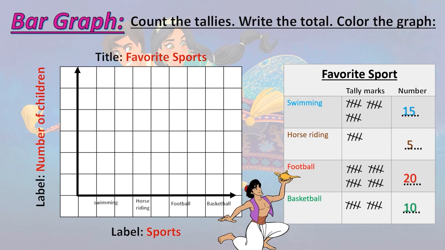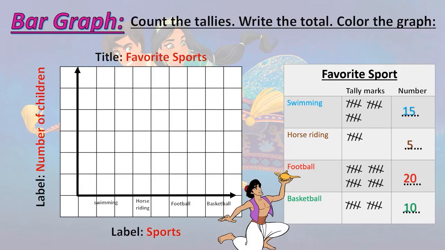Now, look to the left side. I have a bar graph. In a bar graph, there are 2 sides: a horizontal one, which is from left to right, and a vertical side, which is up and down. In math, we call these sides axes. So this is a vertical axis and this is a horizontal axis. Last year, we learned that we have to put a title on our graph, which is favorite sport, and label each side so others can understand our graph. The vertical axis is labeled number of children and the horizontal axis is labeled sports.